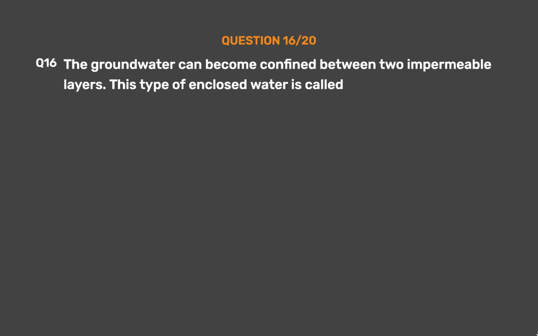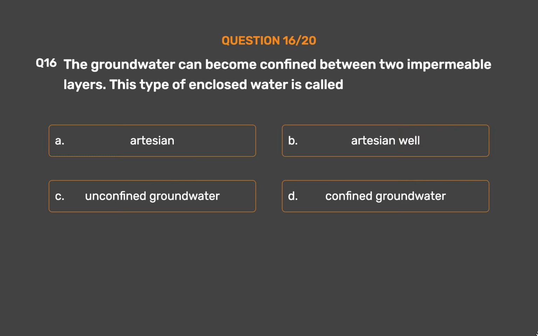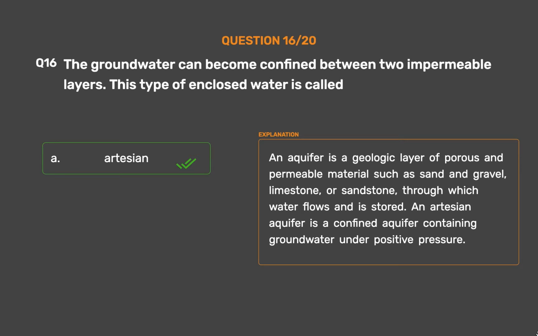Question number 16. The groundwater can become confined between two impermeable layers. This type of enclosed water is called option A, artesian. Option B, artesian well. Option C, unconfined groundwater. Option D, confined groundwater. The correct answer is option A, artesian. An aquifer is a geologic layer of porous and permeable materials such as sand and gravel, limestone, or sandstone, through which water flows and is stored. An artesian aquifer is a confined aquifer containing groundwater under positive pressure.